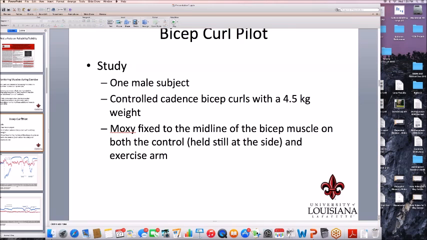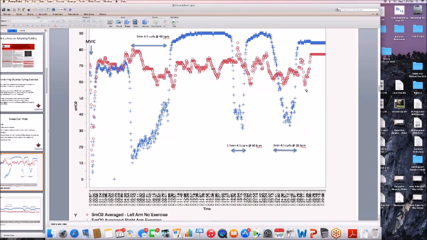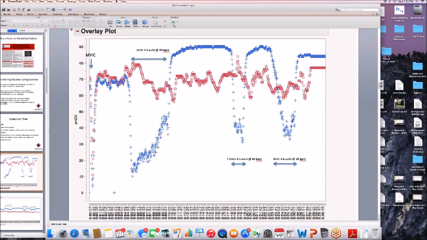We fixed the Moxy sensor to the midline of the bicep muscle on both the control arm and the exercising side. What we wanted to test was this: if the muscle is completely isolated, with the arm held by the side, there should be almost no activity in that bicep muscle on the control arm. Are we going to see a change in SMO2 indicating blood being shunted out of that muscle? And so this here is what we got. I'm going to play with the screen to get it all on there.